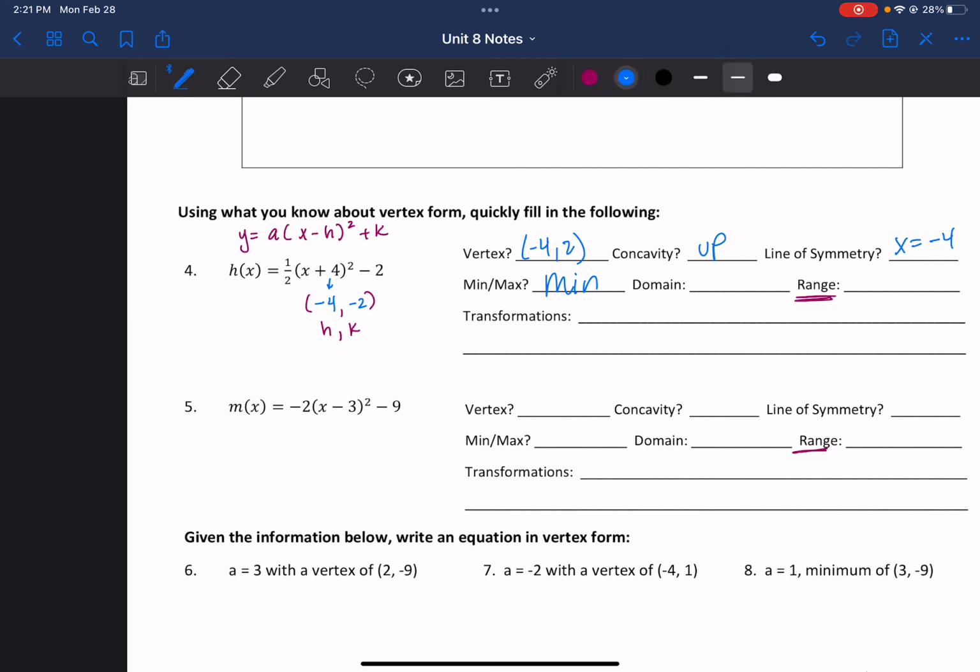All right, domain for this right here. Remember, domain for a quadratic is always all real numbers. And then range, let's think about the range real quick. Now, here's what I recommend for you guys when you're trying to think about the range.